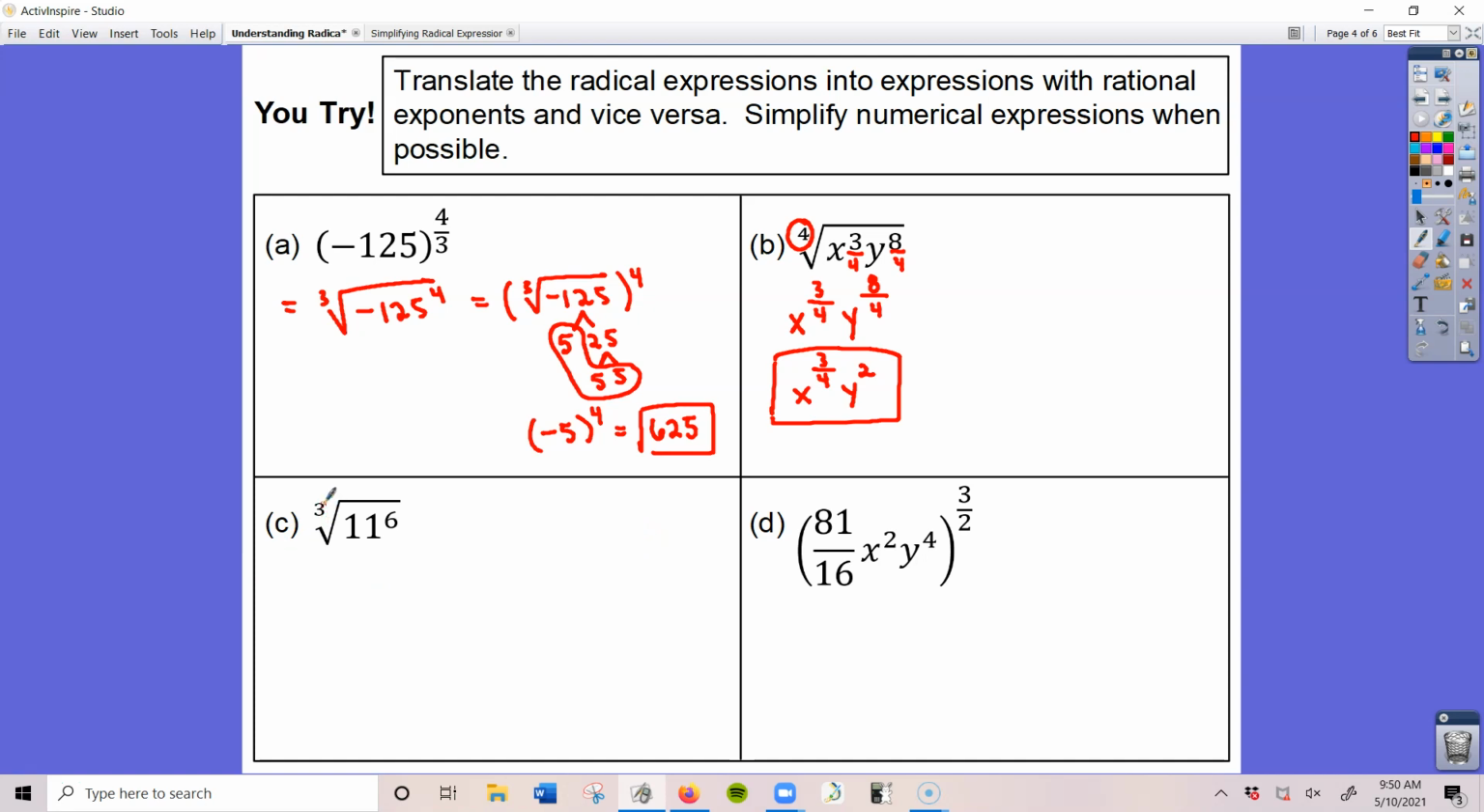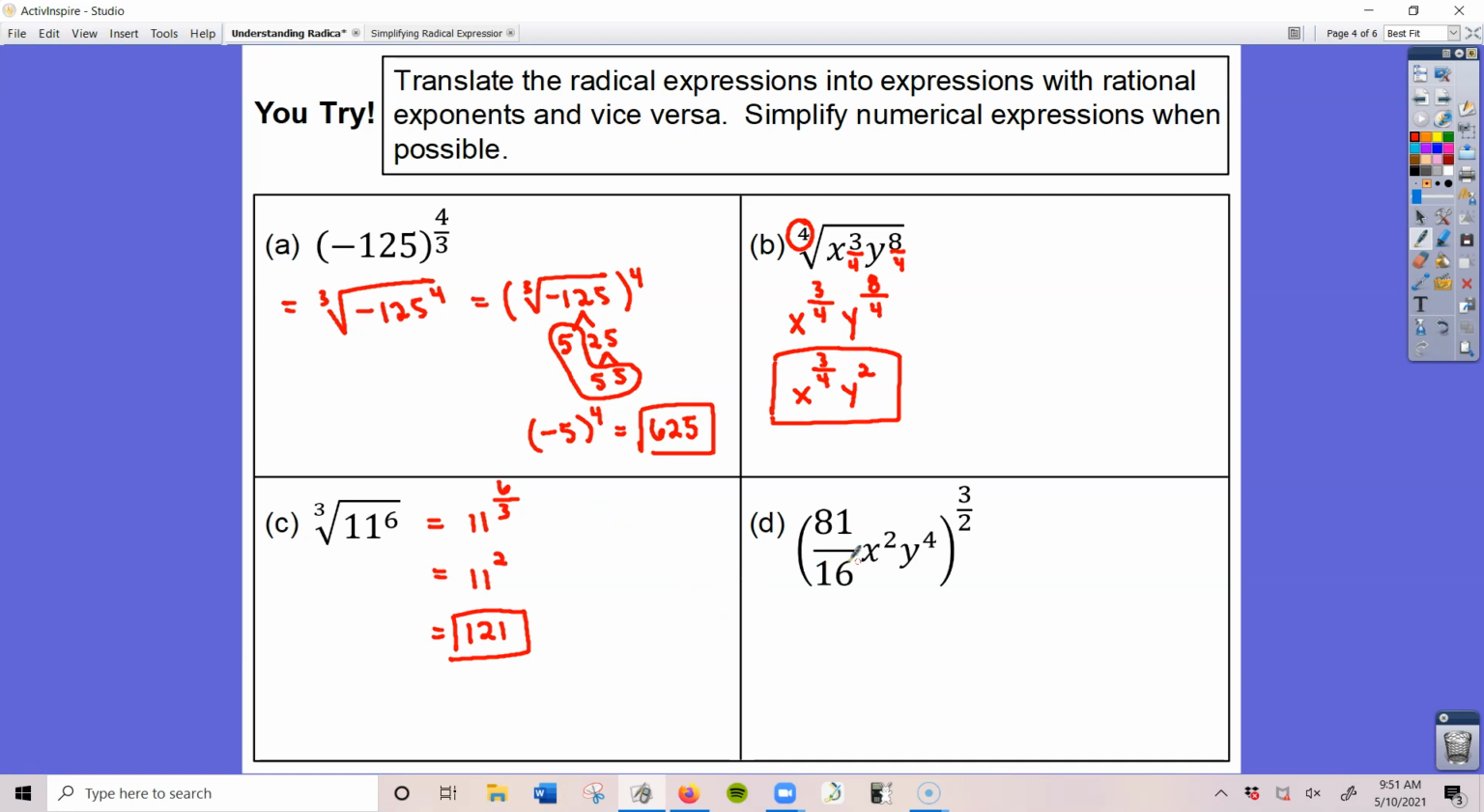Here we have the cube root of 11 to the 6th. Now if I could apply the cube root of 11, I would, but there are no identical numbers that would give us 11. So let's just convert this to a rational exponent. This is the same thing as saying 11 raised to the 6 over 3. And 6 over 3 can be simplified to 2, so 11 squared. And I can actually do this, right? 11 squared is 121. So this would be my answer.